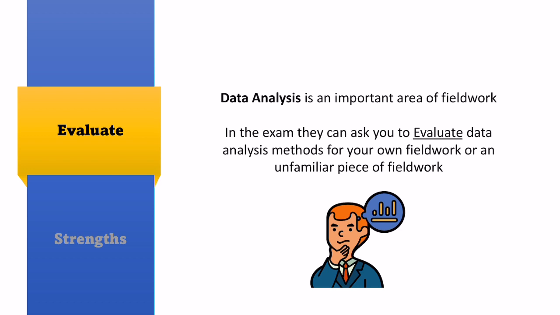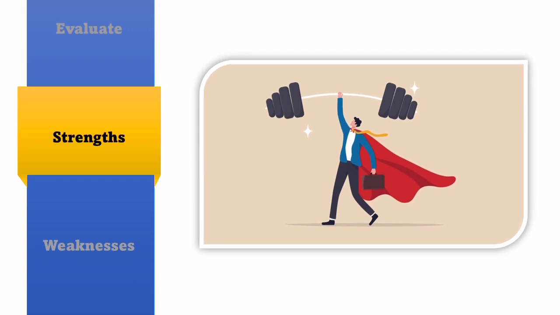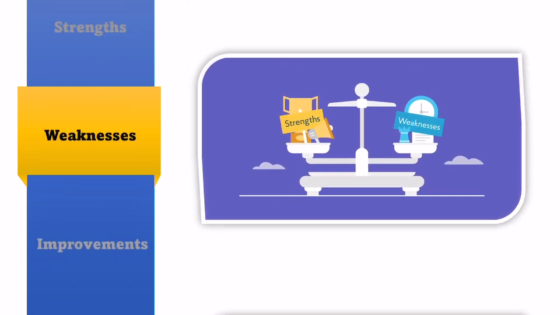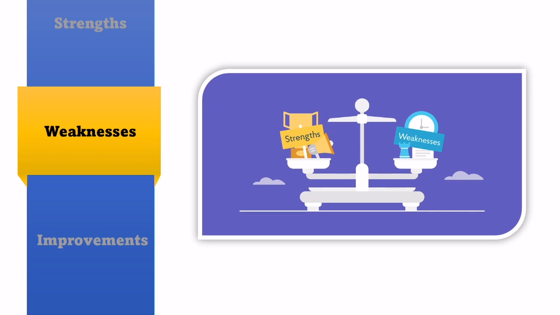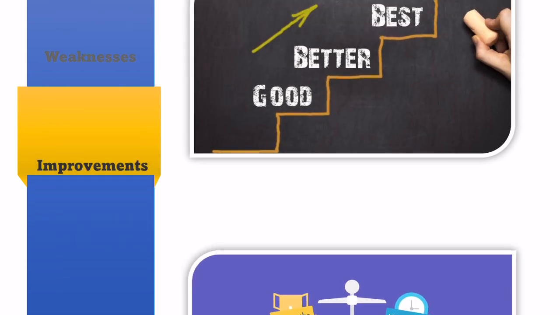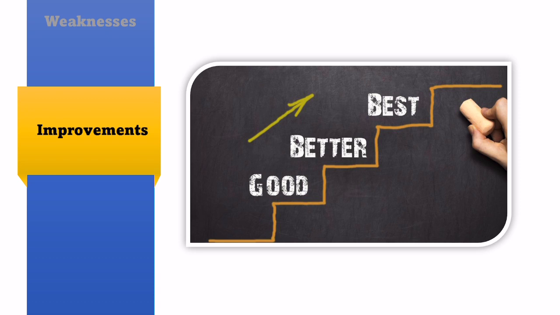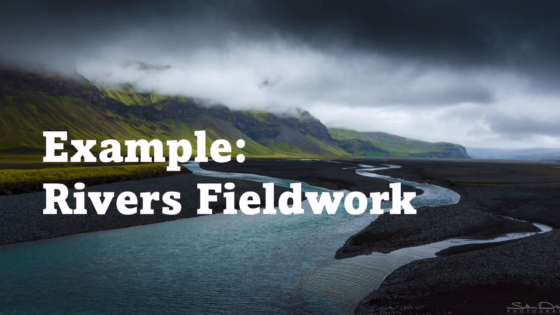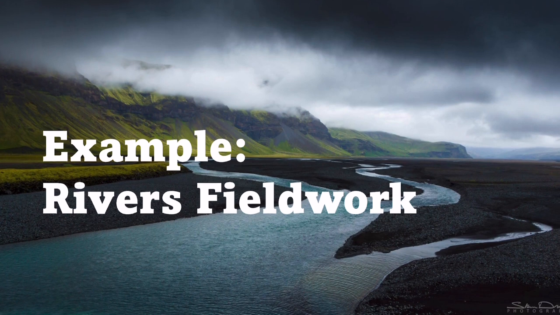When we think of the word evaluate, we have to think of 3 key areas. What are the strengths of the data analysis method that we've been using? What are the weaknesses or the limitations? And we have to weigh them up against the strengths. And then we need to say, is there any way we could have improved the data analysis methods that we took? So I'm going to give an example here of how we might apply this to rivers fieldwork, and see what the strengths, weaknesses and improvements are for a couple of examples.